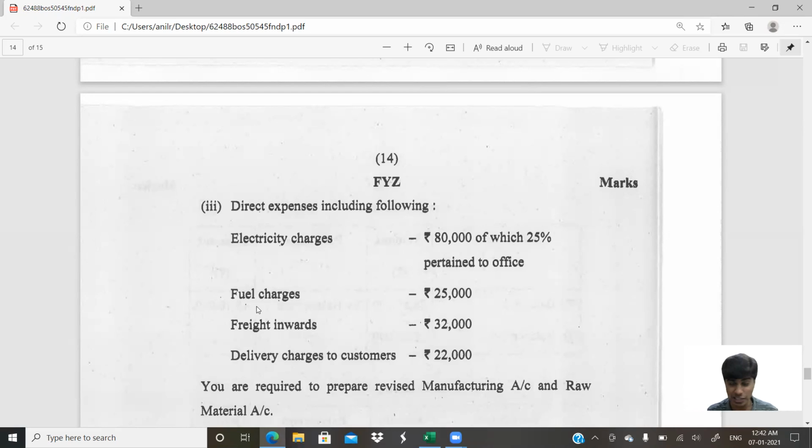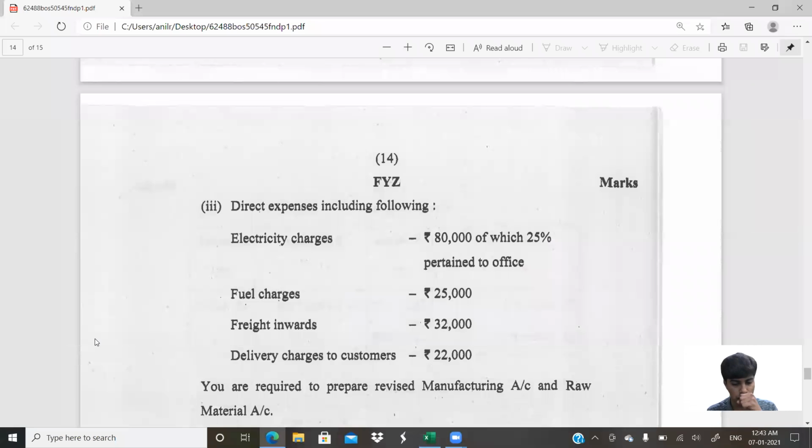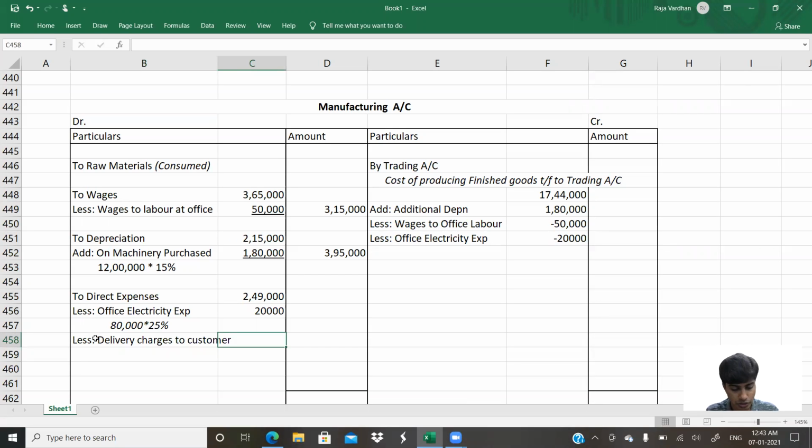That money is not direct expense. Such expenditure is not incurred at the factory. It should not be part of our cost of production. It should not come in our manufacturing account. What have they done? They've wrongly included it in direct expenses. So this 22,000 is wrongly included. What do I do? Eliminate it. Come on, let's eliminate it. Less. What is that expense? That is delivery charges to customer. How much? 22,000.